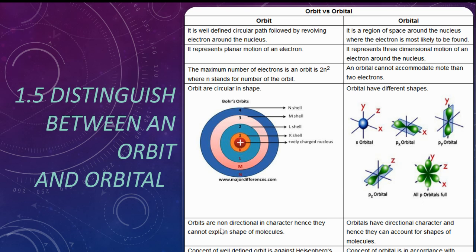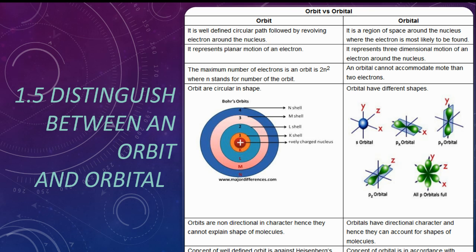Next point, orbits are non-directional in character, hence they cannot explain the shape of the molecules. Whereas orbitals are directional, they are oriented in different directions, hence they can account for the shape of the molecules.